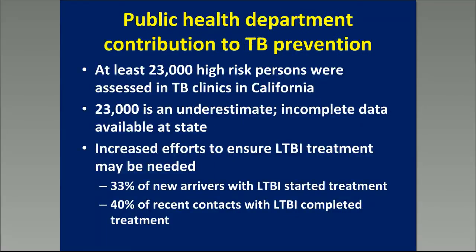Okay, so in the state of California, we have estimated a huge underestimate of only these two types of populations, the B notes, adults and children, and contacts. There were 23,000 high-risk persons that were screened in our TB clinics, and we may have an opportunity. We have data that tells us now that only 33% of new arrivals with LTBI started treatment, and 40% of the recent contacts with LTBI completed treatment.